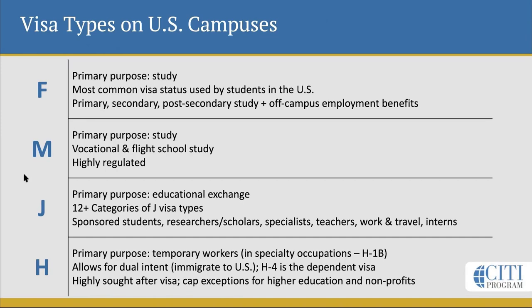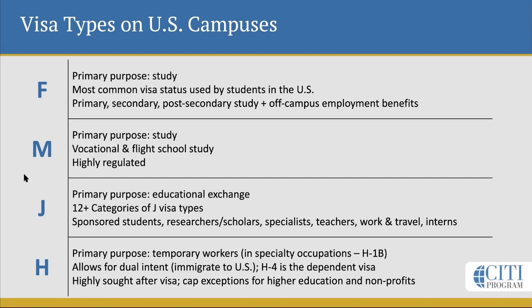In a higher ed context, J1s are usually your 1 to 2 semester exchange students coming to study through bilateral exchange agreements. It's also very common for universities to host J1 scholars, researchers, specialists, and teachers who support various research and scholarship initiatives on campus, usually through articulated exchange agreements as well.